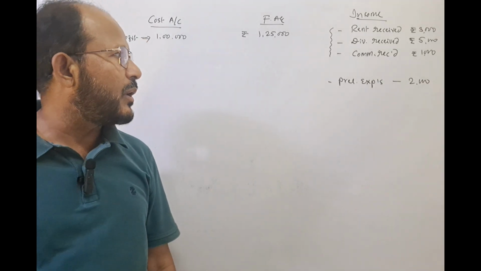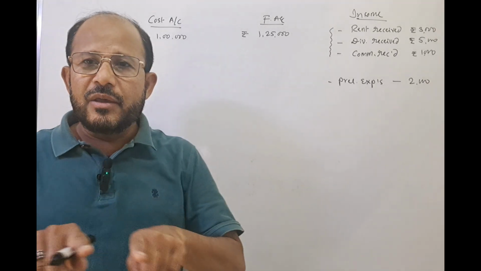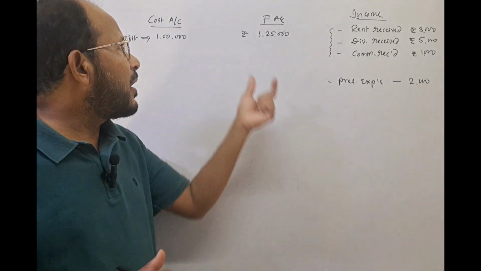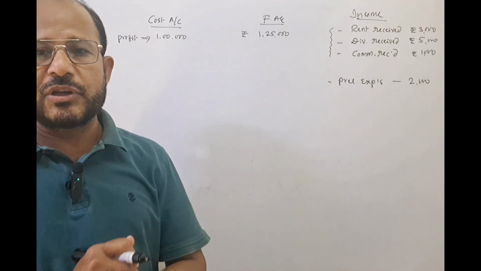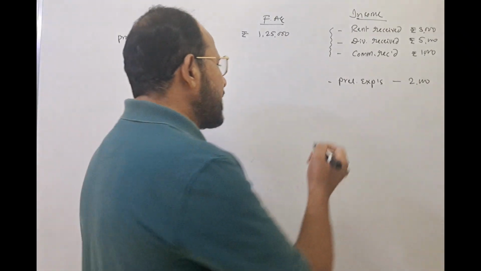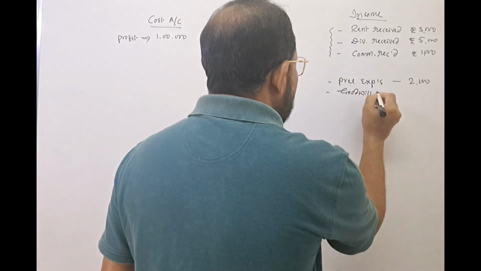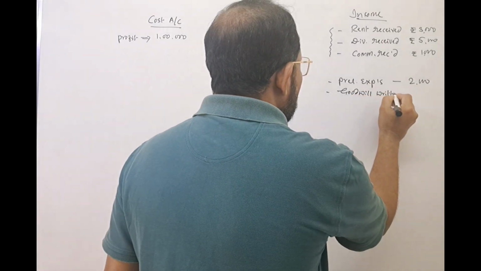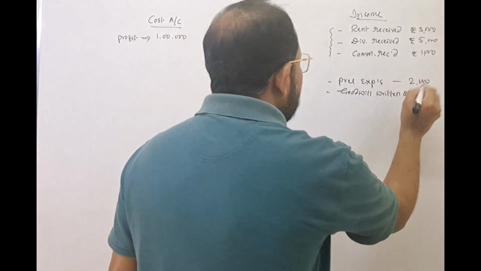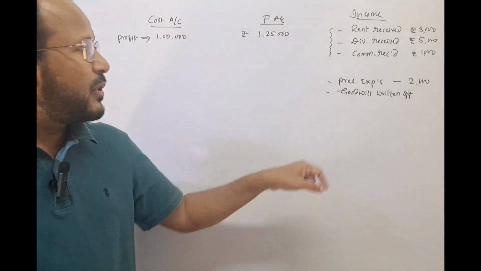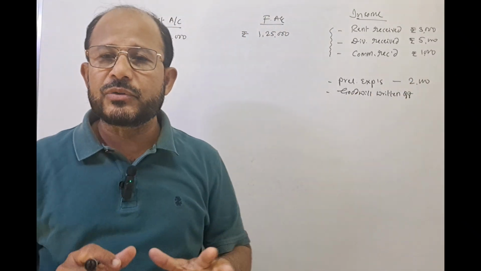This is also one of the reasons why there will be a variation in the result of cost accounting and financial accounting. You can also take one more example, goodwill written off. Goodwill written off. What is this? This is the item which is shown in financial books only.